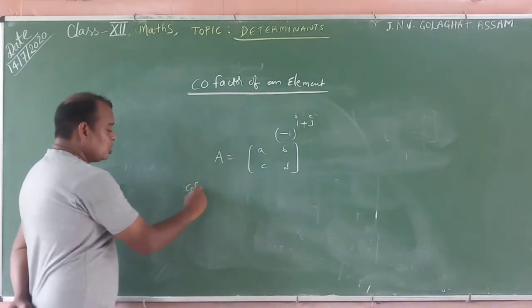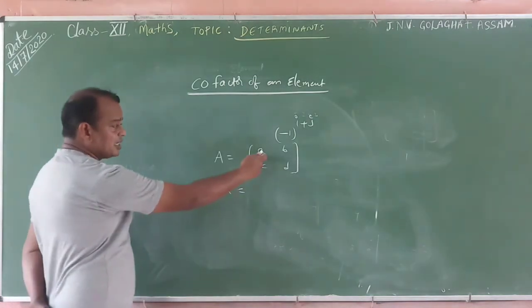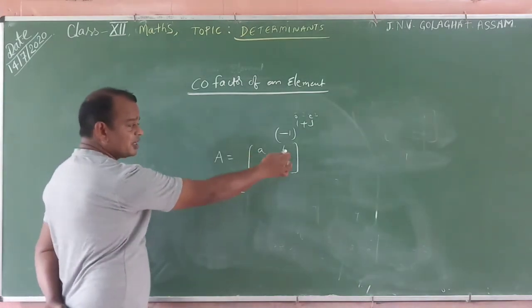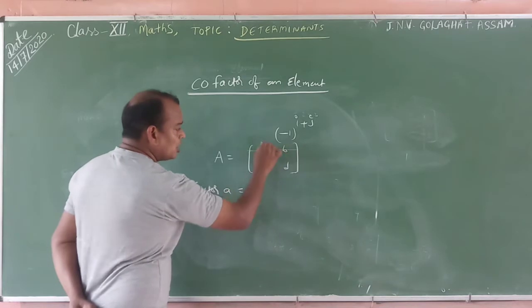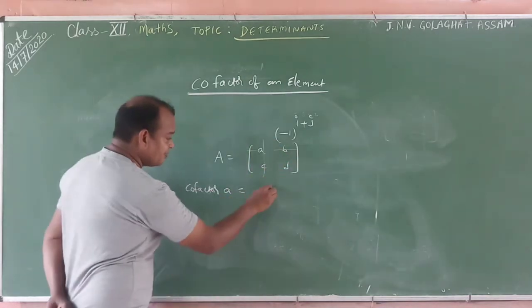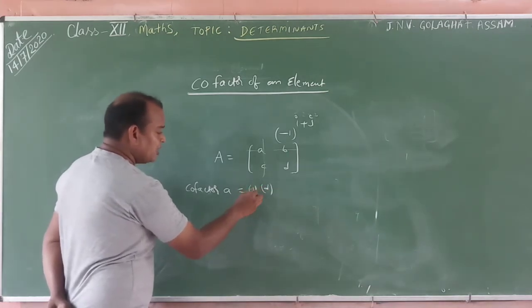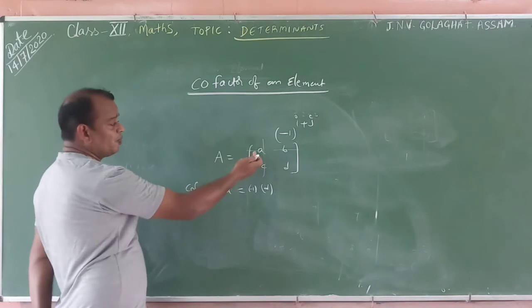Now, cofactor of A. Cofactor of A is nothing but first we delete the row and column, and the determinant of the remaining obtained matrix is D. D is multiplied with minus 1 power i plus j. Here i means row, first column.